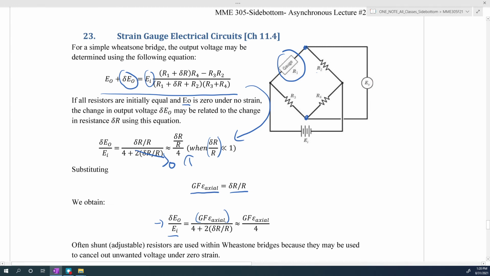If we plug in all these values, again assuming that the change in resistance over the resistance, delta R over R, is approximately equal to 0, we can simplify further to eliminate all the delta R over R terms. Now we have a direct relationship between the change in the output voltage and our strain.